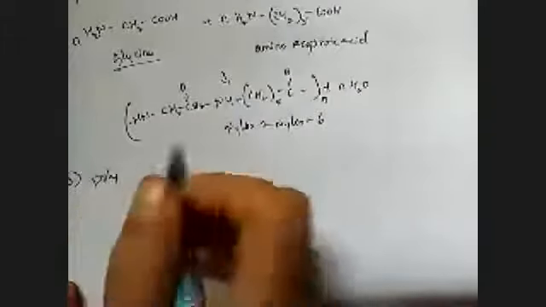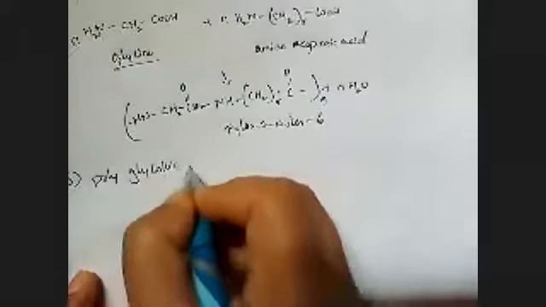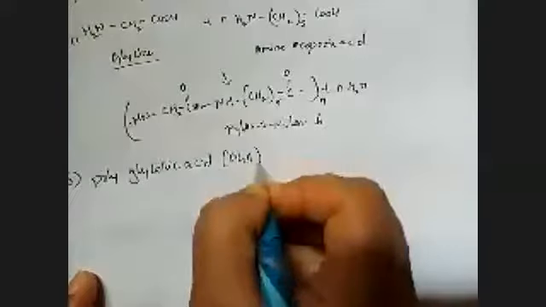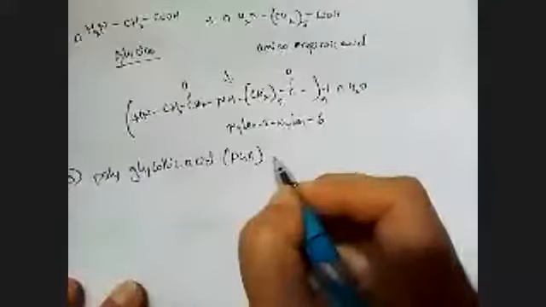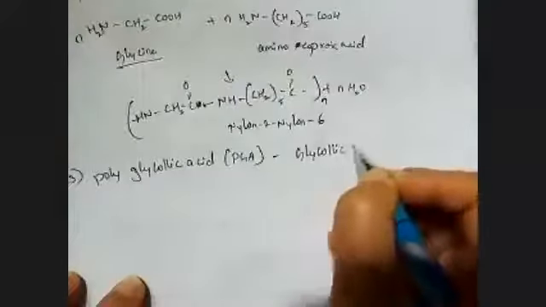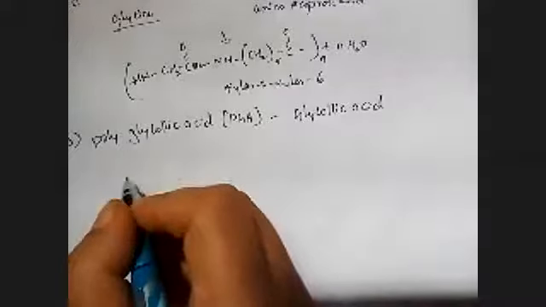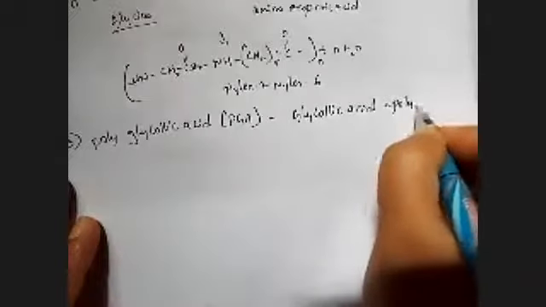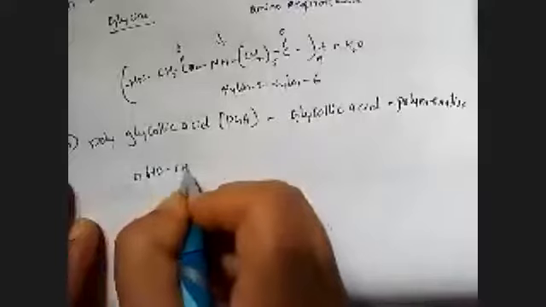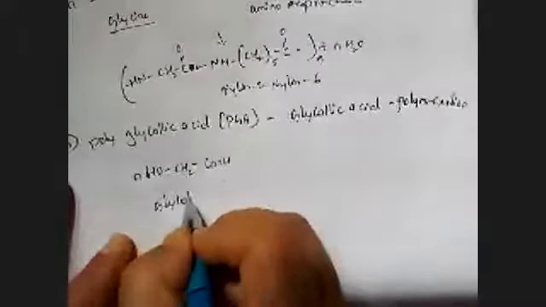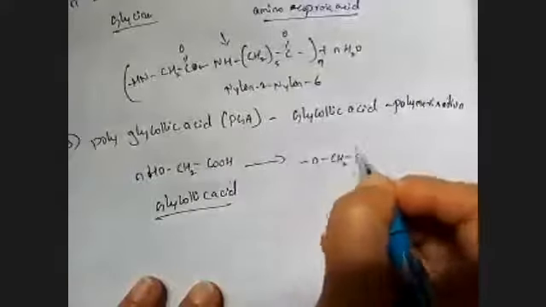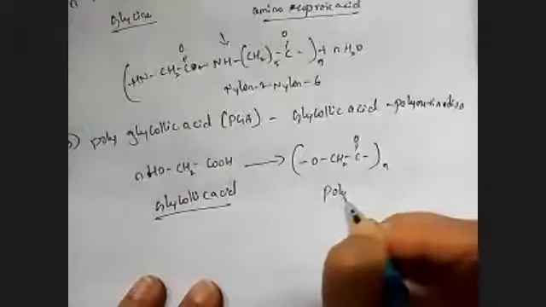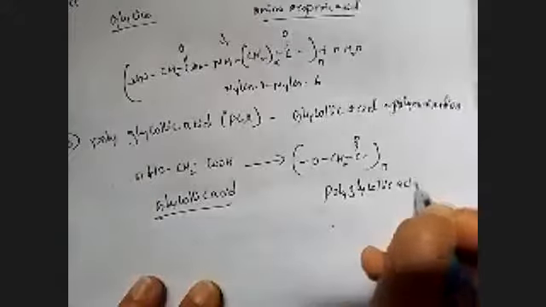Next, polyglycolic acid, PGA. You obtain this from glycolic acid. It has this structure. So there are no two units, only a single monomeric unit. So this is not a copolymer. This is a polymerization. If you are getting two or more functional groups, that is a copolymer. If you are getting only one, that is called a polymer. So when you repeatedly add glycolic acid, you will get polyglycolic acid.